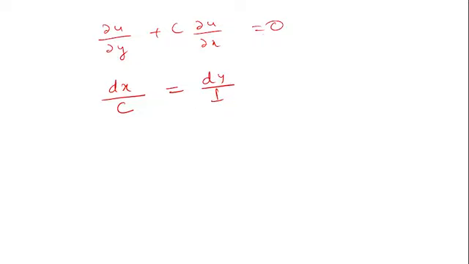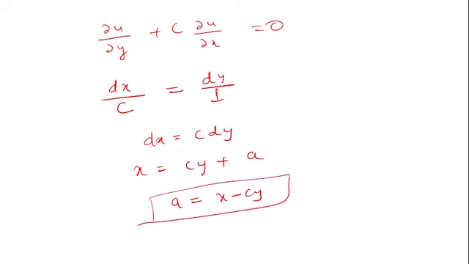Again your r is 0. Now what do you have to do? You have to solve this. dx is equal to c dy. Then x is equal to cy plus a. Here you can write a is equal to x minus cy.